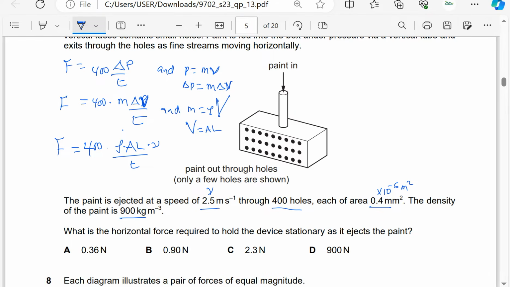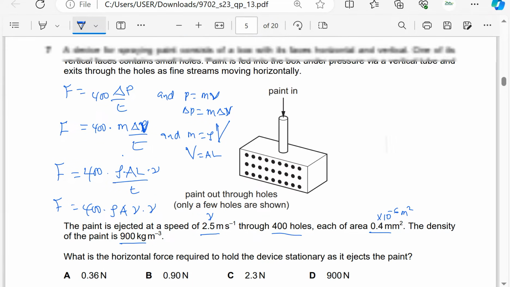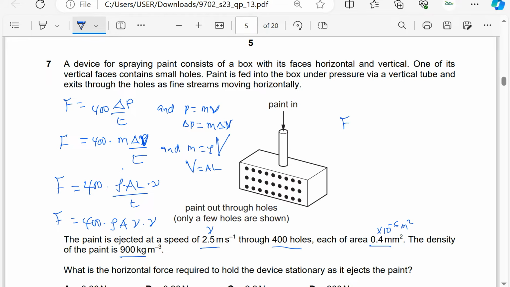I want you to know that L over T is also V. So the force is going to be 400 times density times area, L over T is V, then times V. So I'll get the horizontal force from 400 times density times area times V squared. So this is 400 times the density, which is 900, times the cross-sectional area, which is 0.4 times 10 to the power minus 6, times the speed squared, which is 2.5 squared.